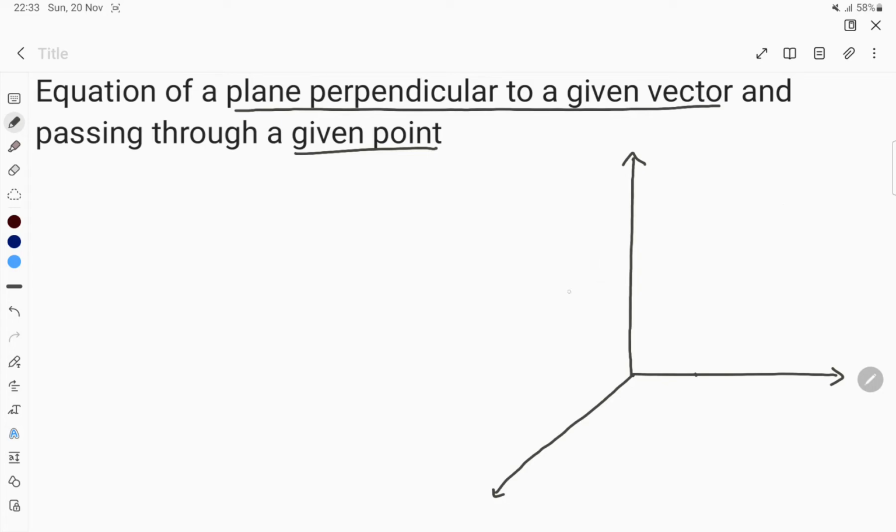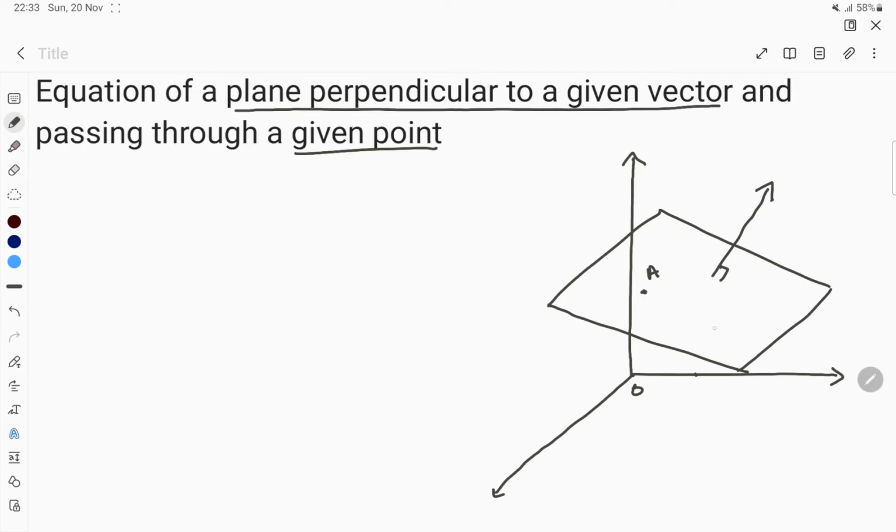So here we have a plane. I have to calculate the equation of this plane. For this plane we have one perpendicular vector. I have shown this perpendicular vector moving like this. This is the origin of the coordinate axes. A is any given point, right? We require one more component, so I will consider one more point P on the plane. So A is the given point and P is the considered point.